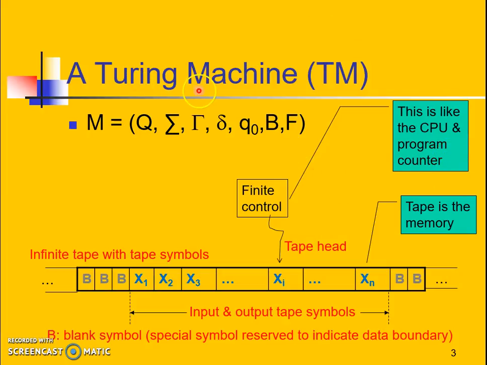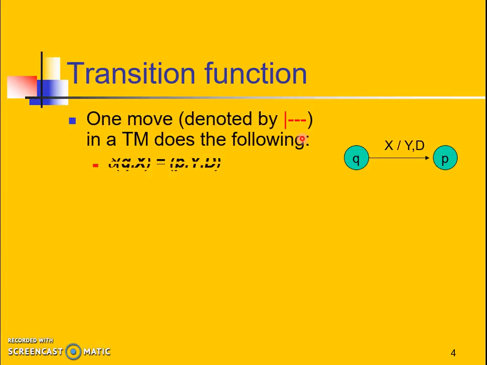A Turing machine is defined as M = (Q, Σ, Γ, δ, q0, B, F), where Q is the set of states, Σ is the set of input symbols, Γ is the set of tape symbols, that is, Σ is a subset of Γ, δ is the transition function, q0 is the initial state, B is the blank symbol and F is the set of final states.